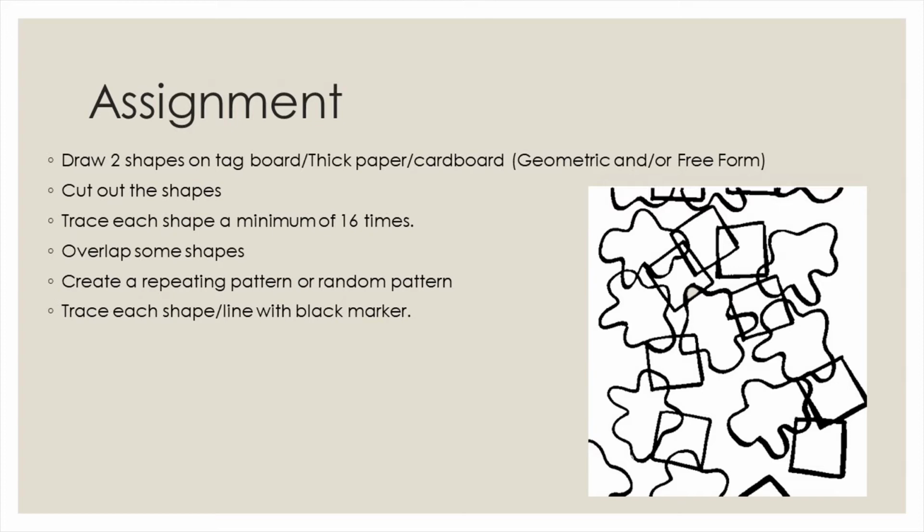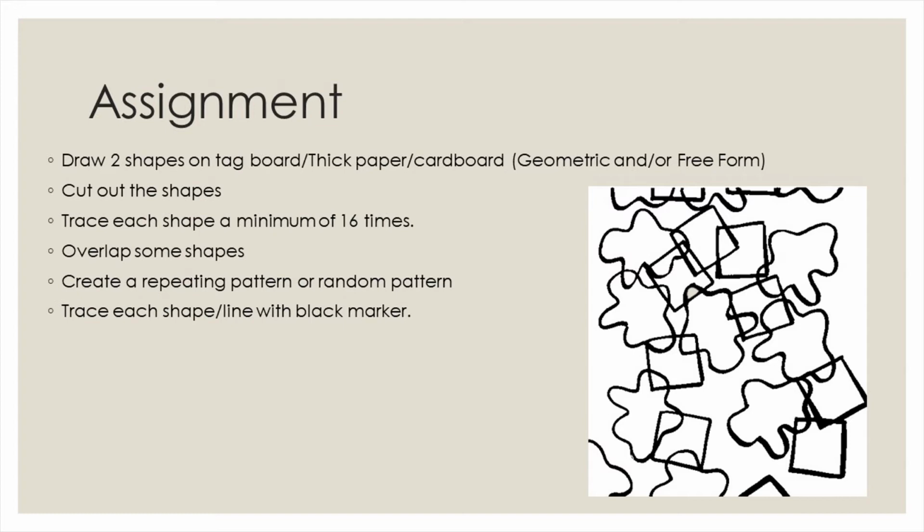And you're going to cut out the shapes that you've drawn. Once you've got the shapes cut out, you're going to trace them a minimum of 16 times on your paper. I want you to have some of them overlapping. You have the choice of creating a repeating pattern or a random pattern. After you trace them, then you're going to go over each shape with a black marker and outline them.